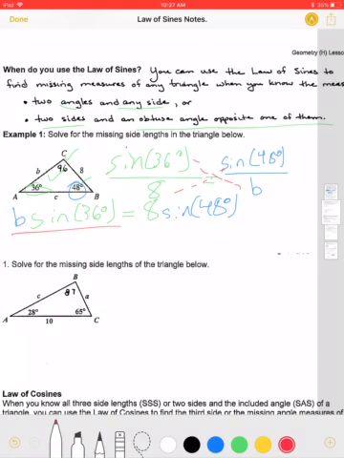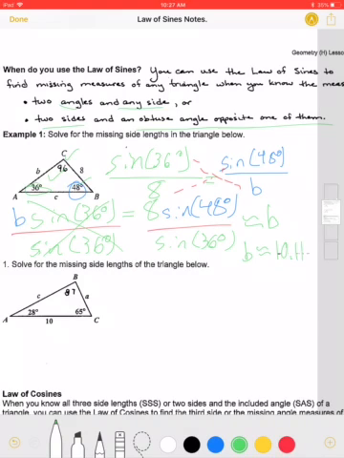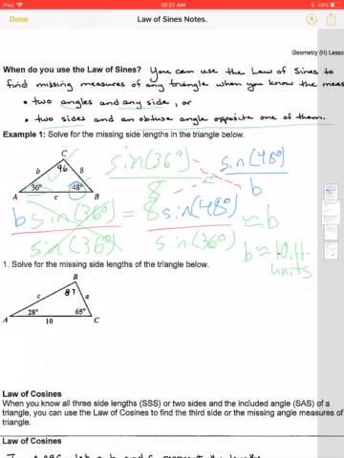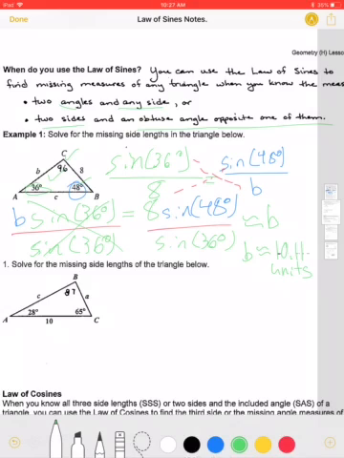Hopefully you're saying divide both sides, but divide both sides by what? Hopefully you're saying sine of 36. Sine of 36 would cancel here, and then this should be approximately b. And if we have our calculator set in degrees, not radians, this should say that b is approximately 10.11 units. Cool. Seem easy enough, right?